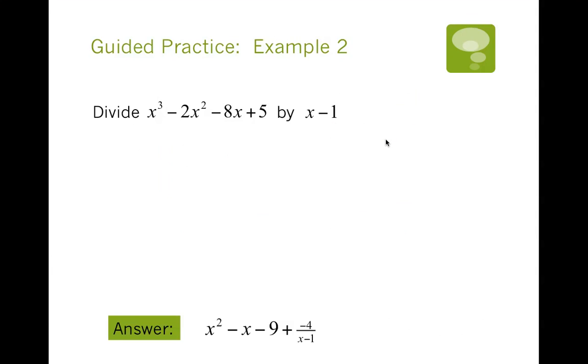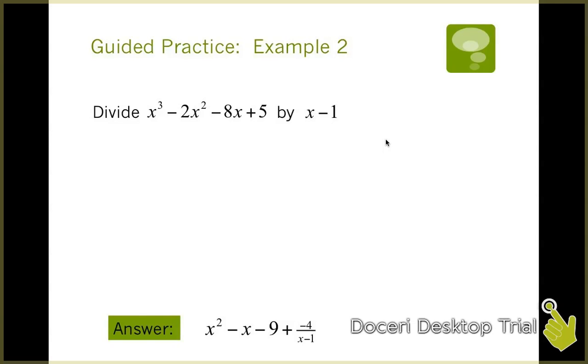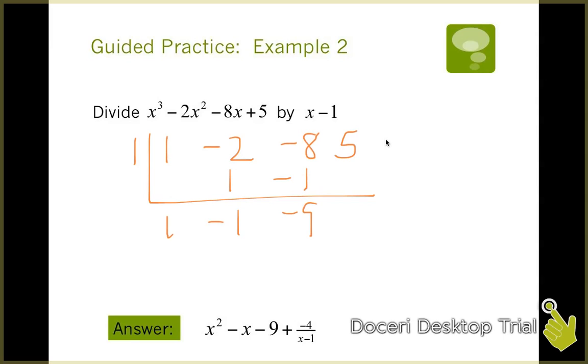That's not what I said, was it? Let's try that again. So 1, negative 2, negative 8, 5. 1 out here. So there's 1, 1, negative 1, negative 1, negative 9, negative 9, negative 4. There we go. I'm not sure what mistake I made before, but that's what it should be. That's what it should look like. And so there's our 1, there's our negative 1, there's our negative 9, and there's the negative 4 as the remainder.